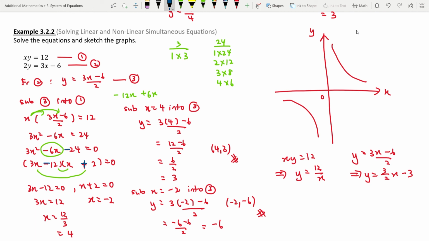From this equation, we can see that we have a positive gradient and our y-intercept is negative 3. Hence, the graph should look like this. The equation is y is equal to 3 over 2 x minus 3. And for the curve, y is equal to 12 over x. And our points of intersection are (4, 3) and also (negative 2, negative 6).